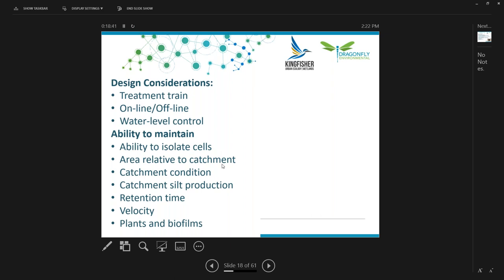The area relative to the catchment. You have a huge catchment and a tiny wetland. And as I said, sometimes this is all you have. And when you do, we'll work out how to make that still viable. Catchment condition, how much silt. Also, what type of silt. I've often seen wetlands designed where there's no consideration of the soil type.